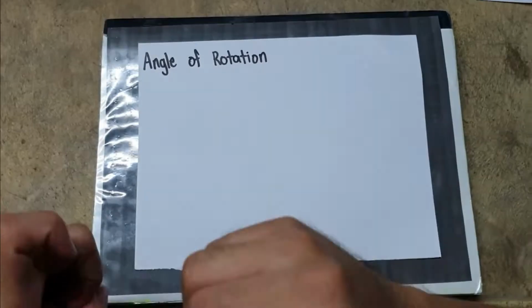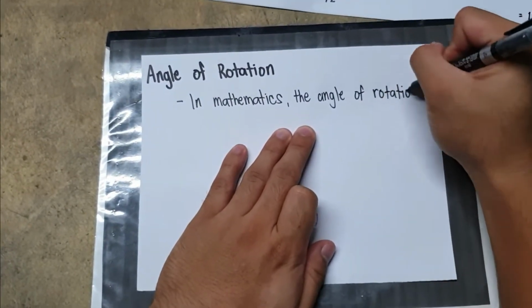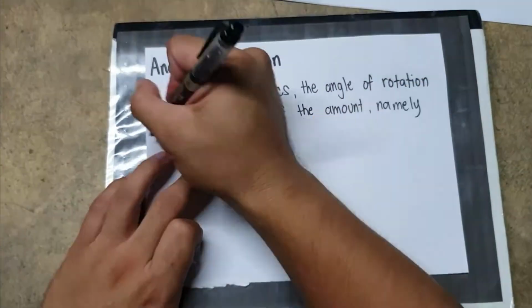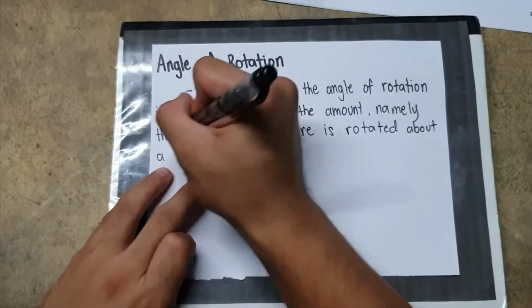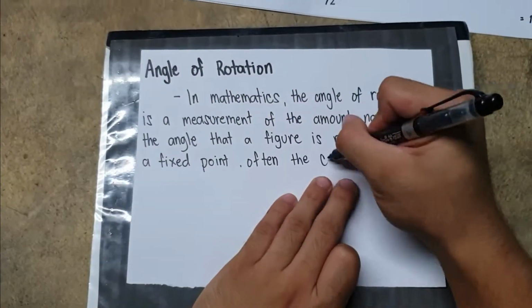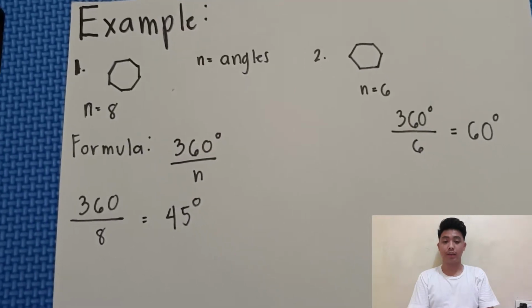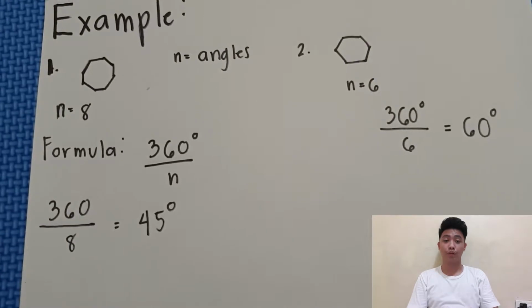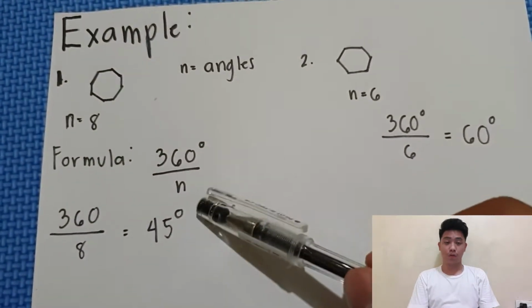Angle of rotation. In mathematics, the angle of rotation is a measurement of the amount, namely the angle, that a figure is rotated about a fixed point, often the center of a circle. So this is an example of angle of rotation. Angle of rotation has its own formula, which is 360 degrees over n.